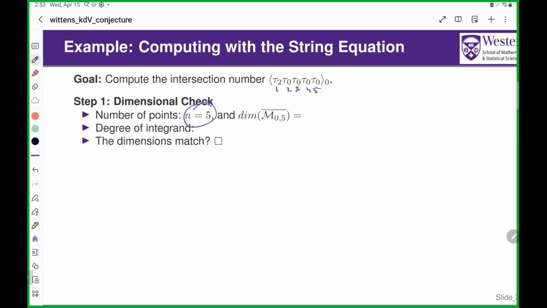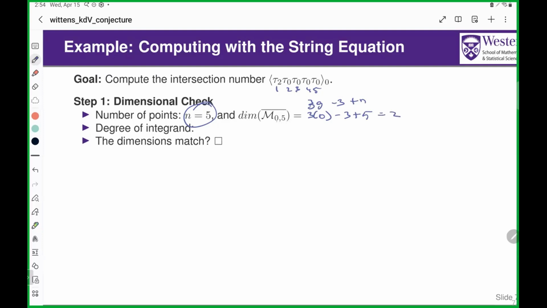And then we have, well, what's the dimension of this moduli space of genus 0 with 5 marks? Well, it's 3 times the genus minus 3 plus the number of marks. Okay, so 3g minus 3 plus n. And that's just equal to 2.